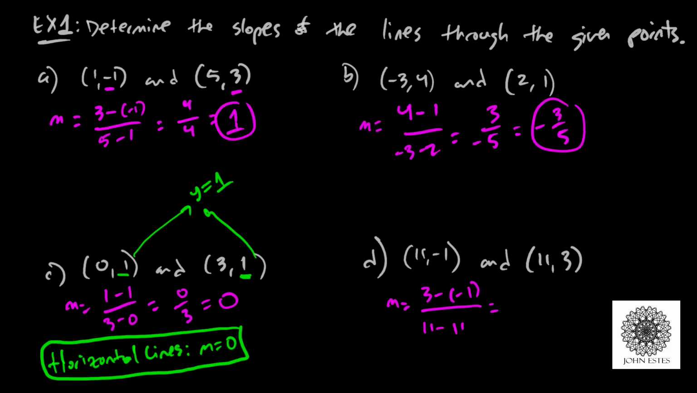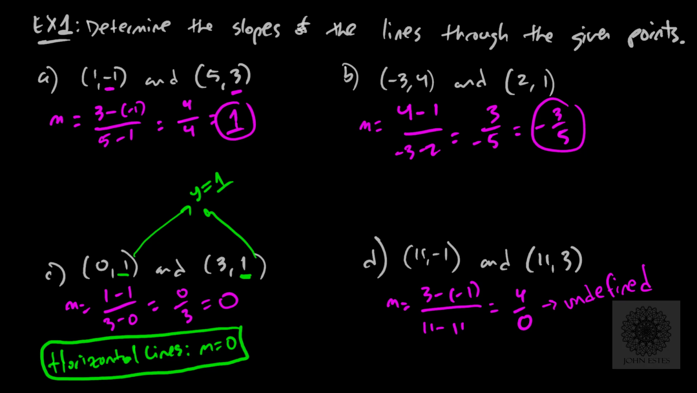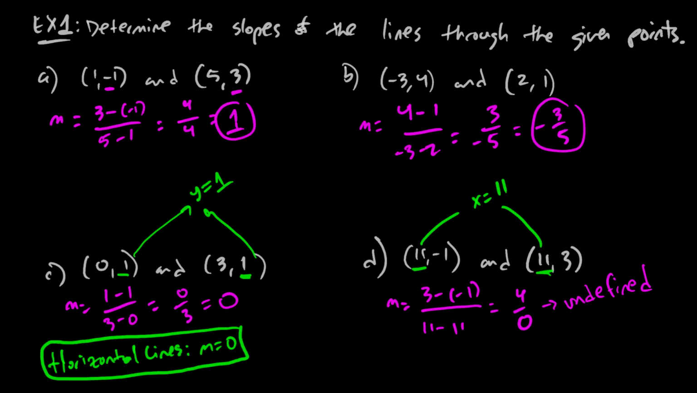So 3 minus negative 1 is 4 over 0. So is that 0? No, that is not 0. That's undefined. Okay, so what's going on here? What kind of line has undefined slope? Well, think about it here. I have the same x coordinate. Same x coordinate means that this line has equation x equals a constant, x equals 11.